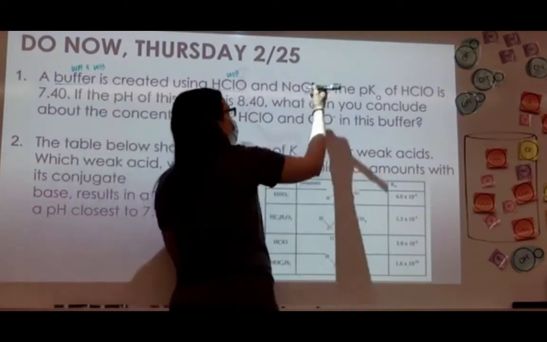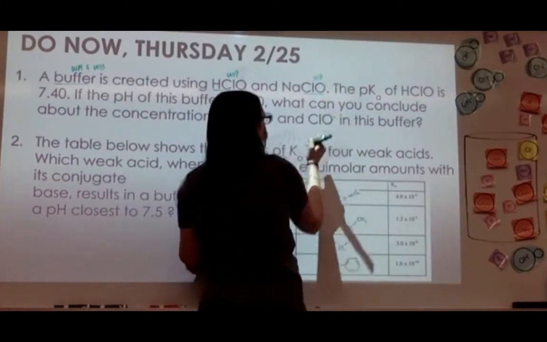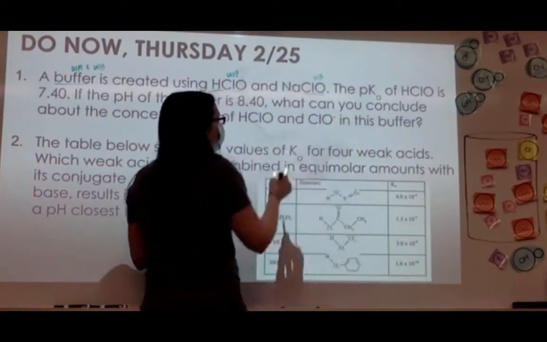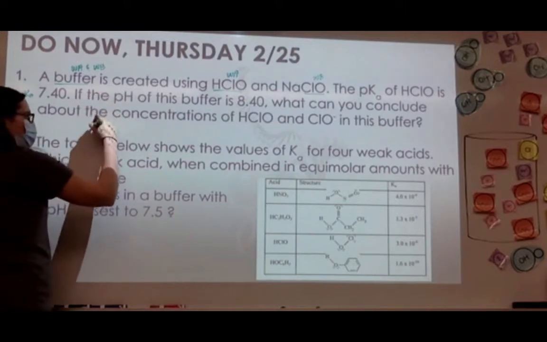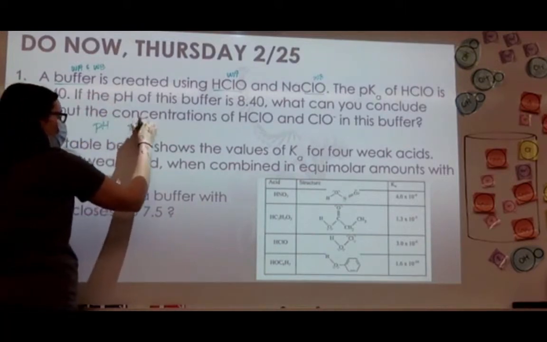HClO is a weak acid. ClO minus is its conjugate base. I'm ignoring Na plus because it's a spectator ion. So we have this buffer that's made of HClO and ClO minus. The pKa of HClO is 7.4. So this is the pKa. If the pH of the buffer is 8.4, what can you conclude about the concentrations of HClO and ClO minus in this buffer? So this is where we're comparing pH to pKa.